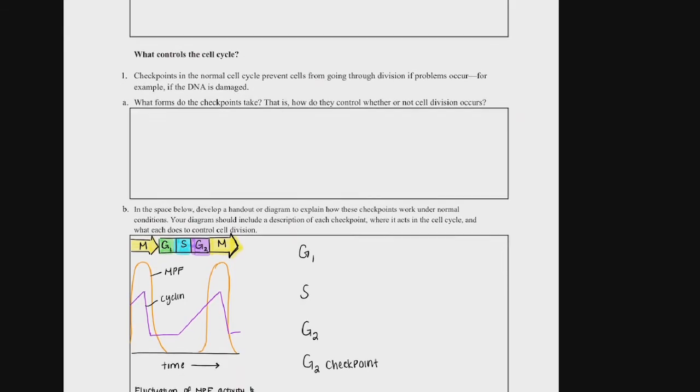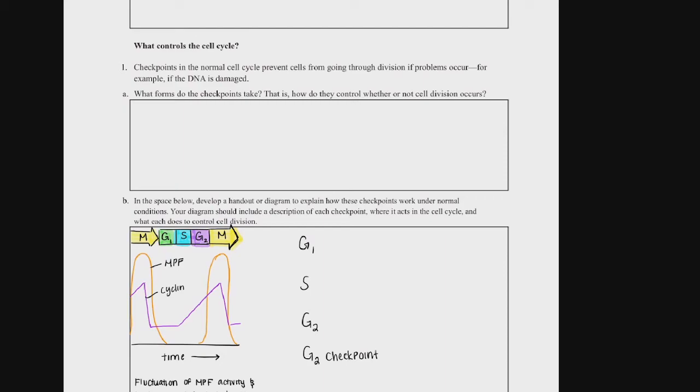Okay, and then last but not least, we're going to talk about the cell cycle and what controls it specifically. So checkpoints in the normal cell cycle prevent cells from going through division if problems occur. For example, if the DNA is damaged, what forms do the checkpoints take? That is, how do they control whether or not the cell division occurs?